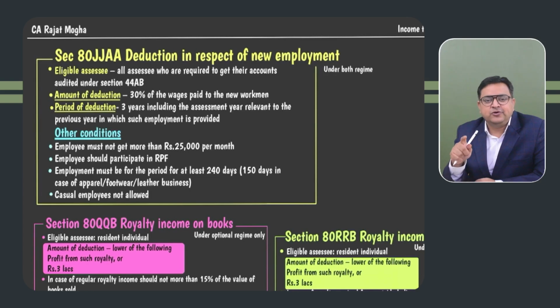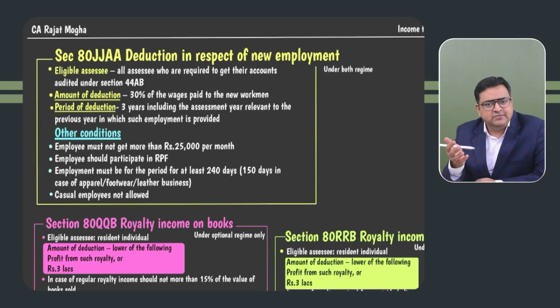First of all, these employees should not be getting a salary of more than 25,000. The salary should be up to 25,000 per month only. If it is more than 25,000, they are not eligible. Second, they should be regular employees who are contributing to provident fund. Third, the minimum number of days required is 240 days. At least for 240 days, they must be working during the previous year.